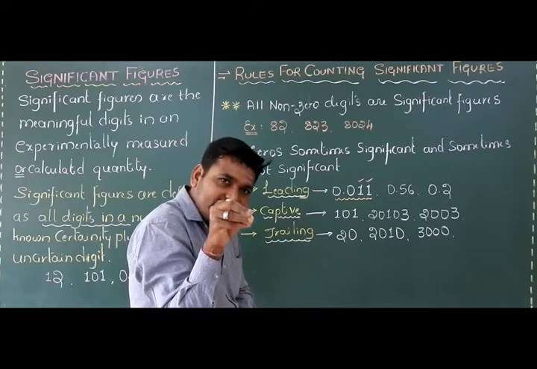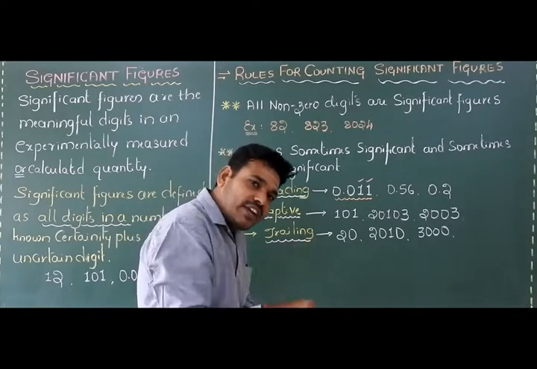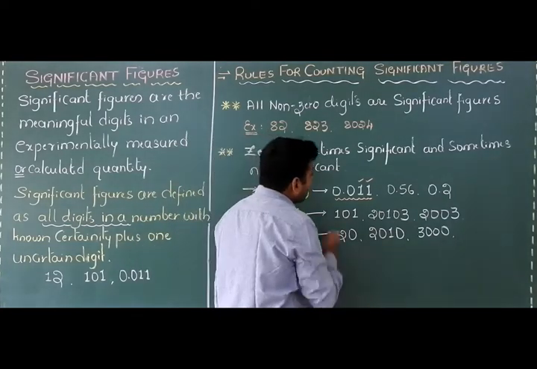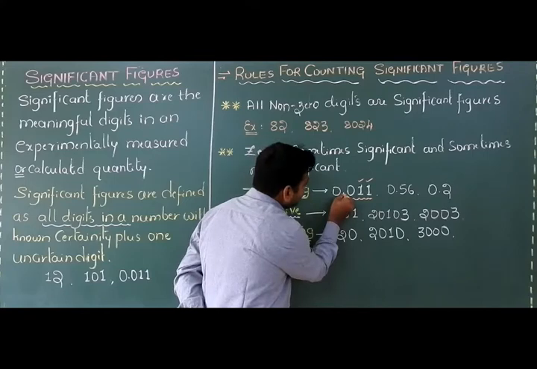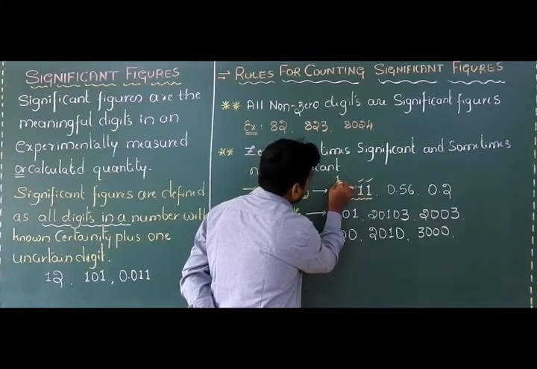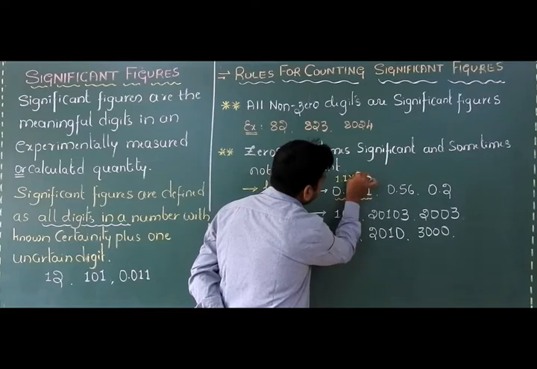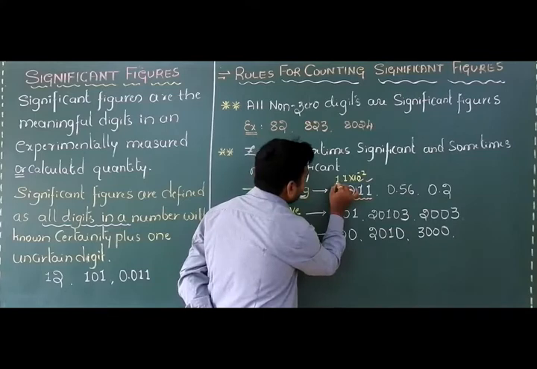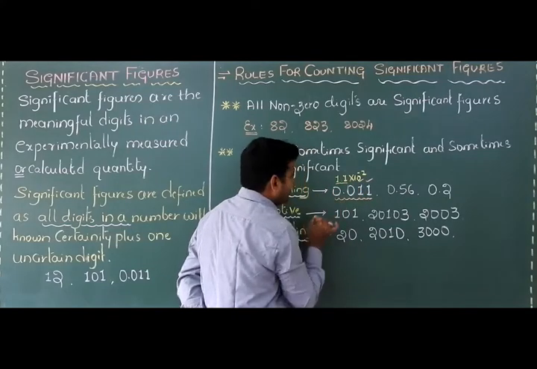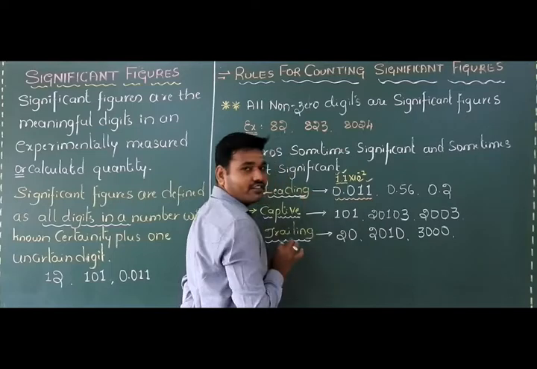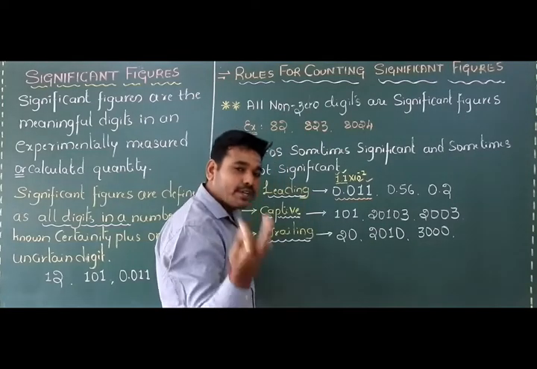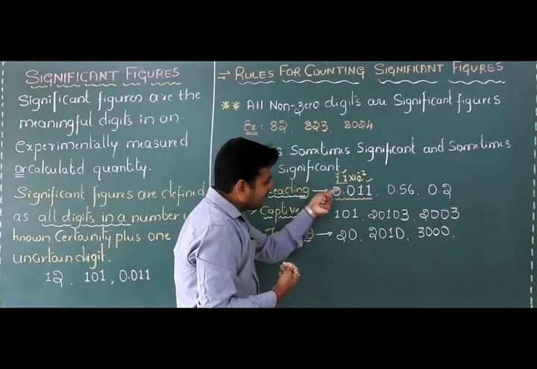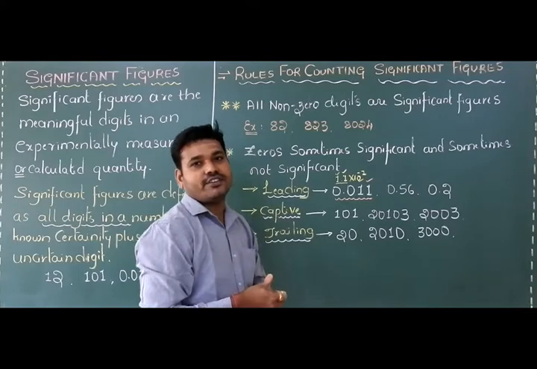And one more easy way to count the significant figures in such a case is to express this number in scientific notation. Let us shift this decimal point after 2 digits. So this becomes 1.1 into 10 raised to minus 2. In this, how many non-zero digits? 2 non-zero digits, and both are counted as significant figures, students. So if you express this number in scientific notation also, you will get the same number of significant figures.